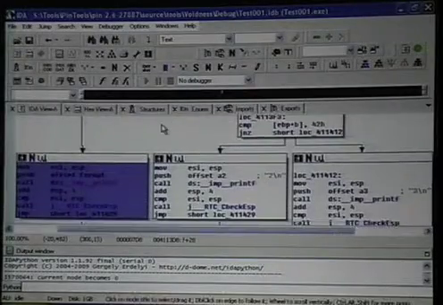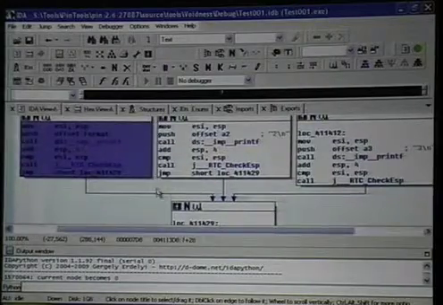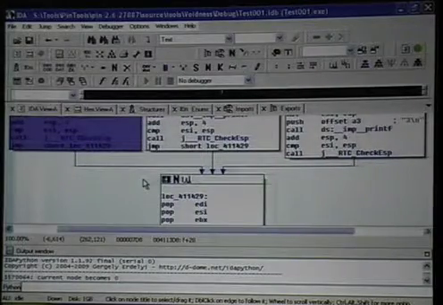Same with like sub EAX, EAX. Those are things I don't take into account right now. I only have 15 instructions that I do the taint propagation on right now.